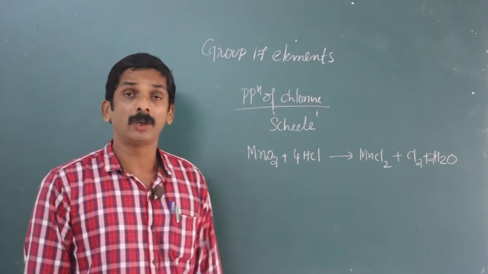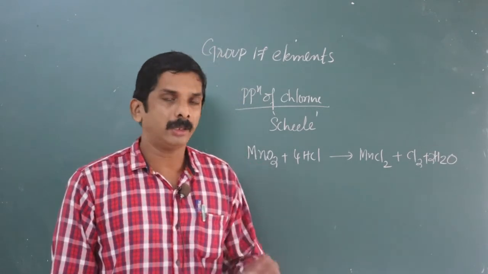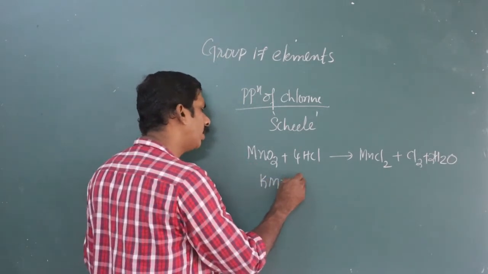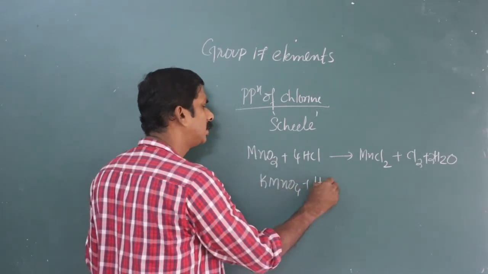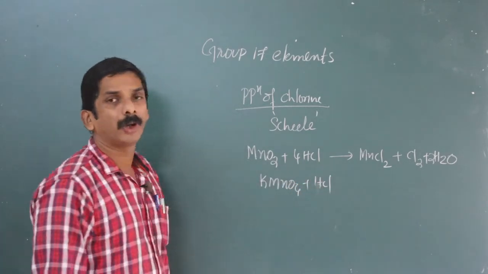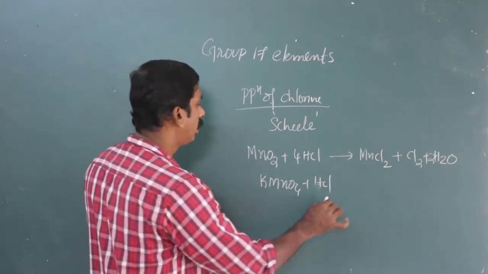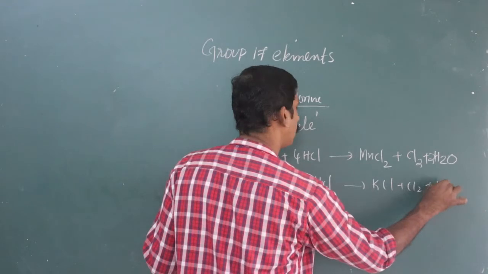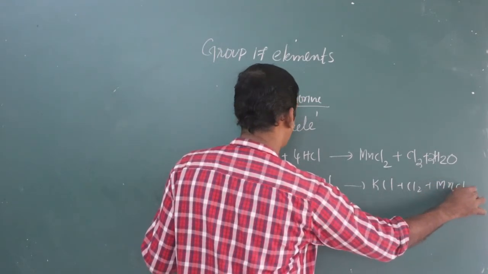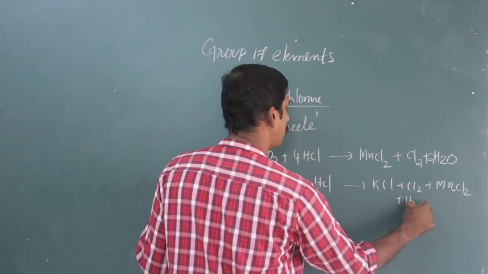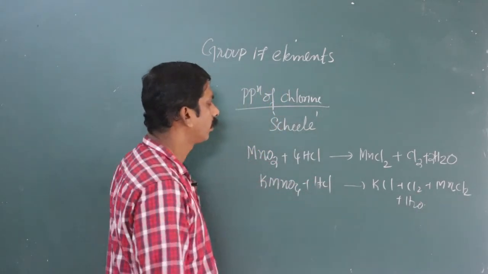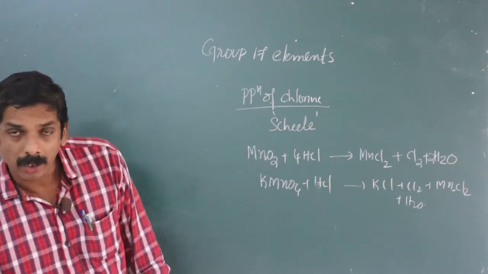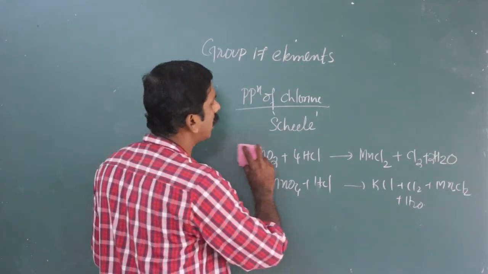Similarly, it is also prepared by the reaction between potassium permanganate and HCl. Potassium permanganate reacts with HCl, it gives KCl plus Cl2 plus MnCl2 plus H2O. And this is only small scale production.